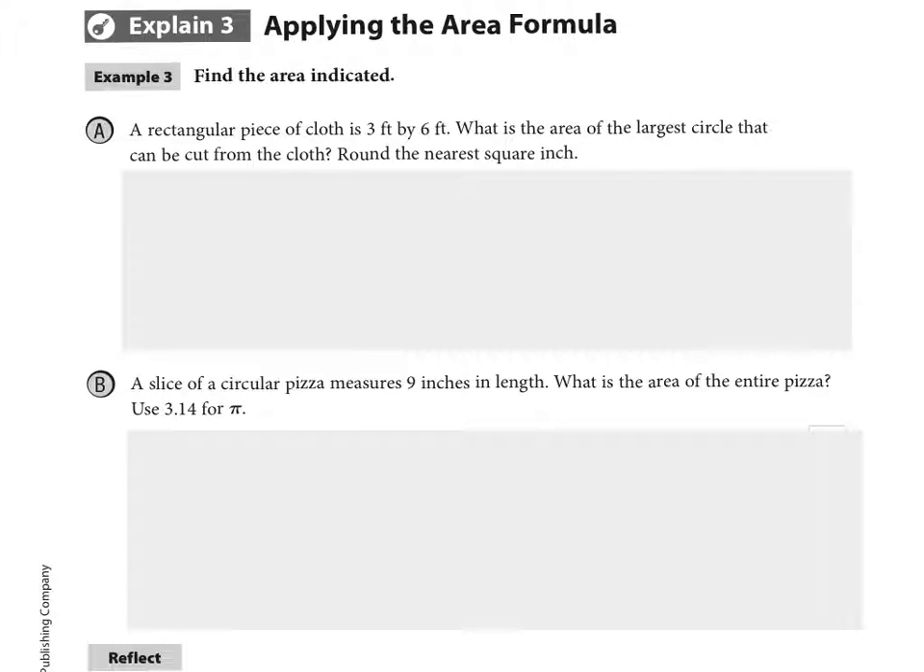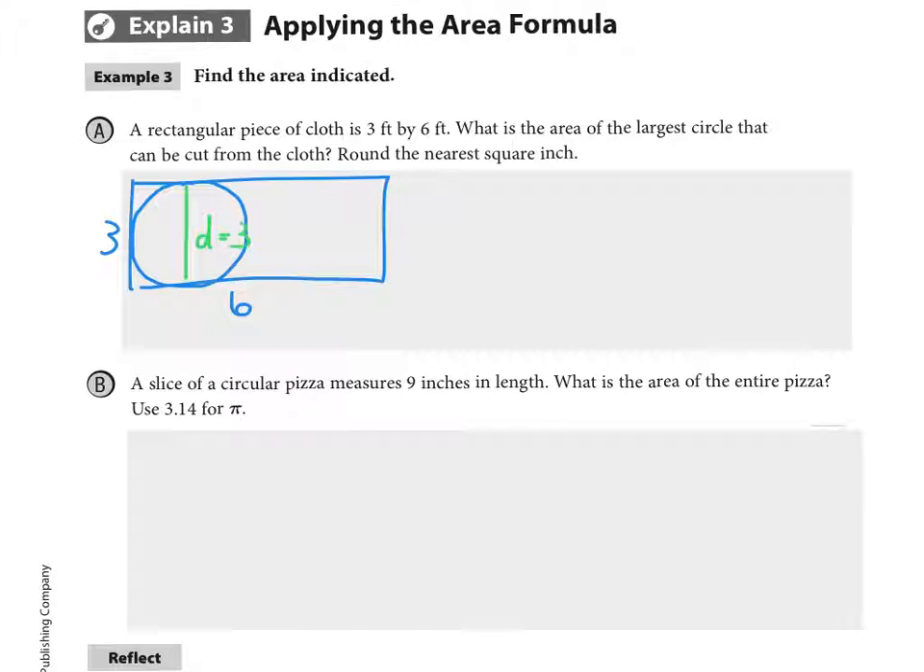All right, so your book actually has some really great problem-solving questions. This first question says, a rectangular piece of cloth is 3 feet by 6 feet. Remember, we're talking about circles here, so it should be kind of odd that they specify a rectangle to begin with. What's the area of the largest circle that can be cut from the cloth? The largest circle is going to have a 3-foot diameter. You're not going to be able to cut one wider than that, or it wouldn't be a circle. So this is going to end up having a diameter of 3 feet. What's the area of the largest circle we can cut from that?